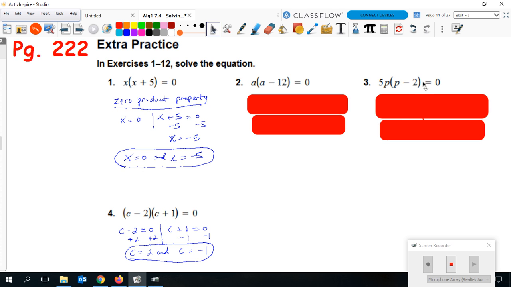So for 2 and 3, go ahead and pause the video and try doing 2 and 3. That's just like number 1. Do use your zero product property to get the 2 answers. And then just play to check those 2 answers.